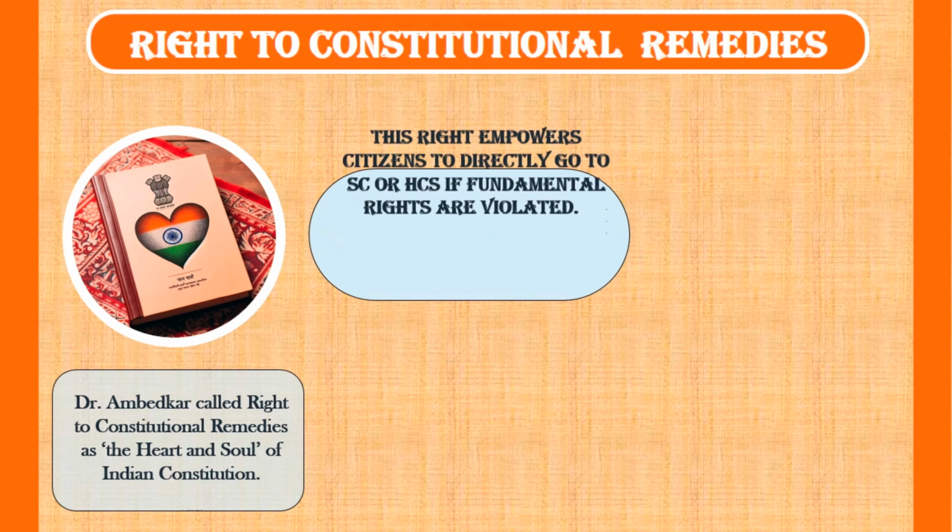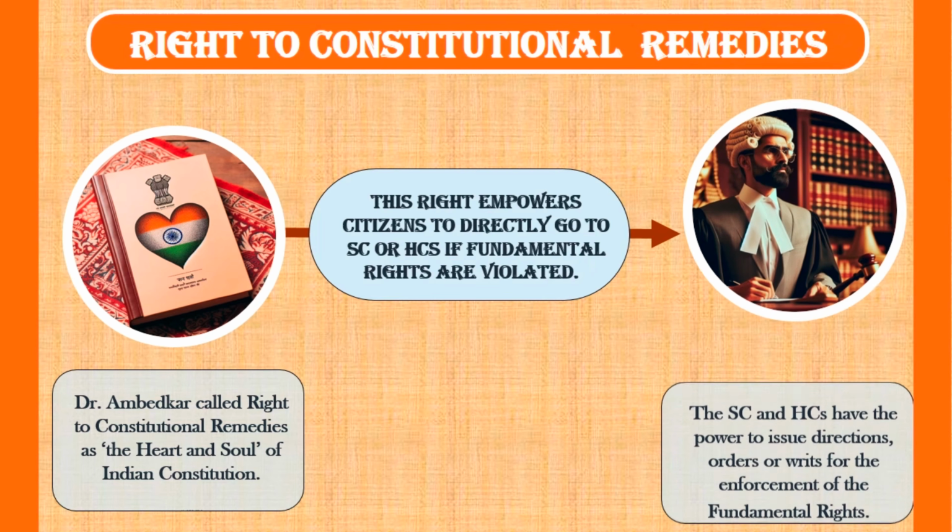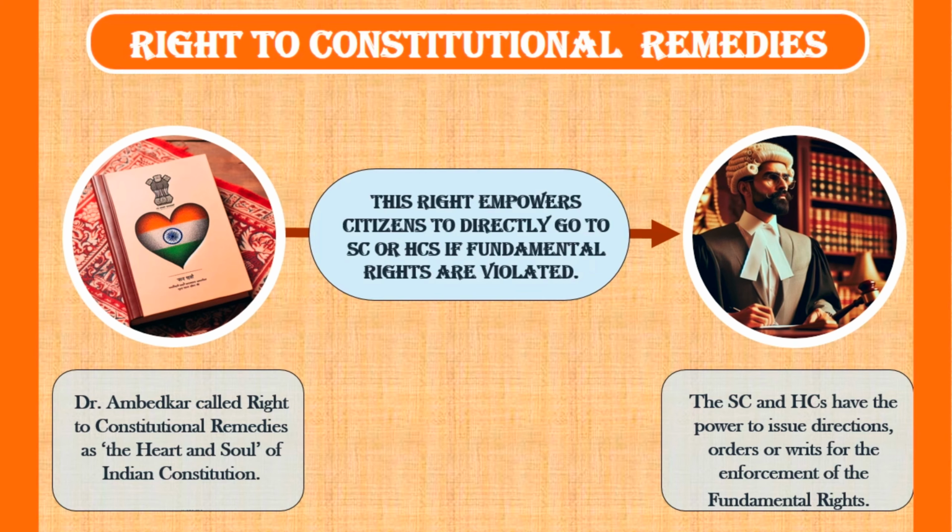This right empowers citizens to directly approach the Supreme Court or High Courts if their fundamental rights are violated. The Supreme Court and High Courts have the power to issue directions, orders, or writs for the enforcement of fundamental rights. Hence, you can directly approach the Supreme Court or High Court if your rights are violated. Fundamental rights are guaranteed against the actions of the legislature, the executive, and any other authorities instituted by the government. There can be no law or action that violates fundamental rights.